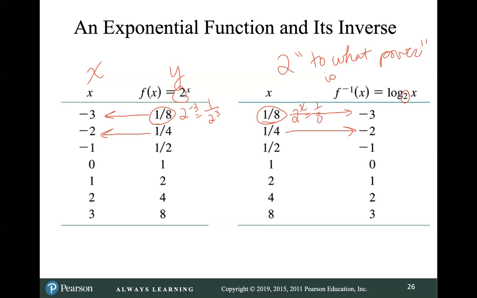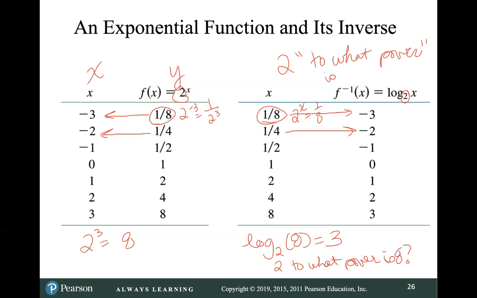I can say 2 cubed is 8. Well, now I'm saying log base 2 of 8 equals 3. 2 to what power is 8? 3. The power has to be 3. 2 to the third power is 8. Okay, so that's how we can apply that question, and we can see that inverse relationship.